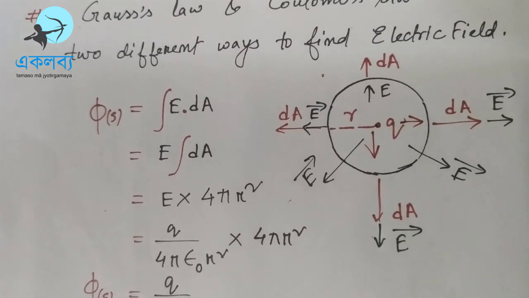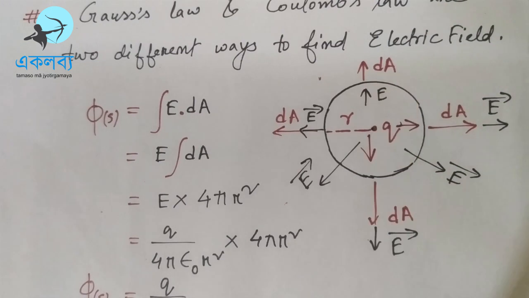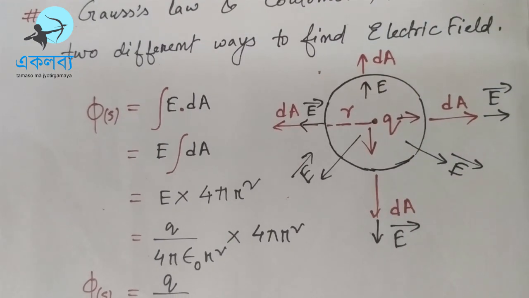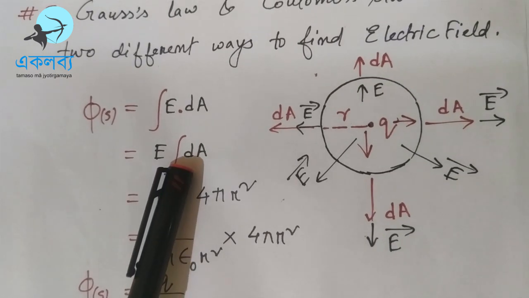Now the second question is, is there any angle between the area vector and the electric field? Is there any angle? No, because we have taken a spherical surface, and due to the spherical surface, the angle between the area vector and electric field is 0. There will be no angle between the area vector and electric field. So we just need to integrate dA.